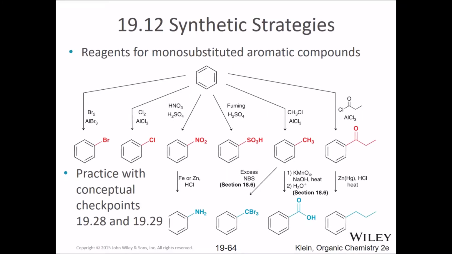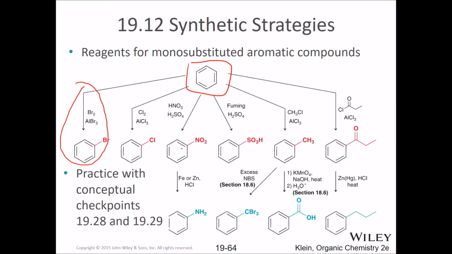Okay, 19.12, synthetic strategies. So we've built a lot of reactions this chapter, chapter 19, and it's time to go back and say, what can we do with these, right? So you know how to make, for example, bromobenzene from benzene, right? We started the chapter out by saying we're going to learn to make these two. We're going to learn to make nitrobenzene, benzene sulfonic acid, and so on. That was how we started out this chapter.